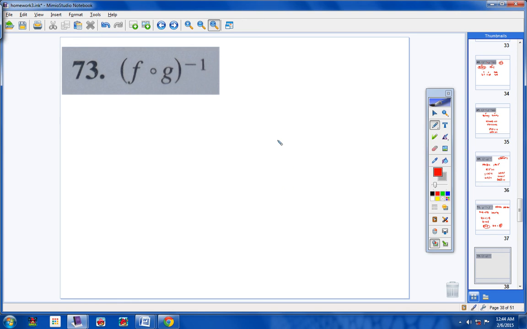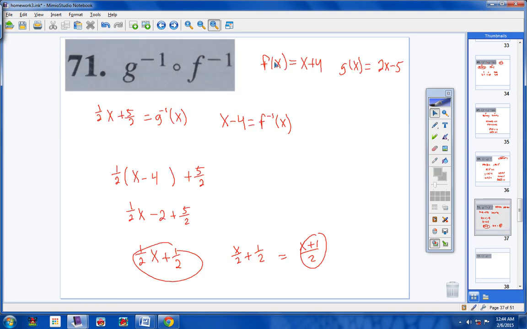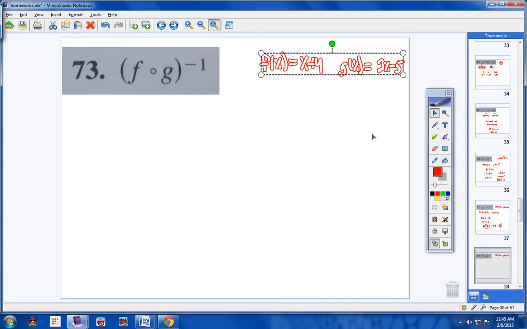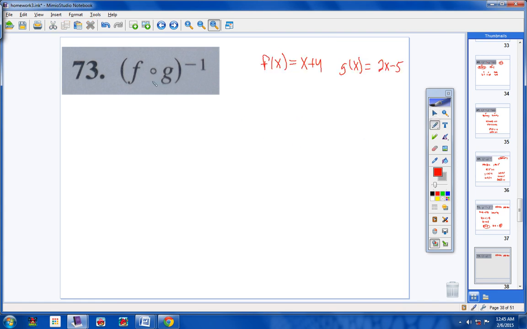Alright, number 73. Let me go back and grab these functions here and take those with us. Okay, they first want us to find the composition of these two functions. And then after we find the composition, then find the inverse. This means inverse. So f of g of x. So take your f function, x plus 4, and where the x is, put a big parentheses. Then pick up your g function and put it in over here. So we have 2x minus 5 plus 4, which would be 2x minus 1.